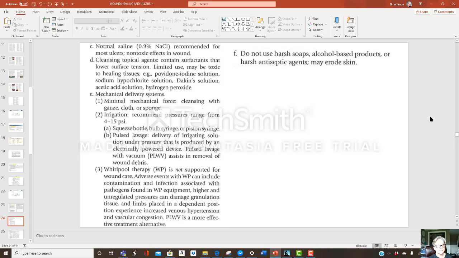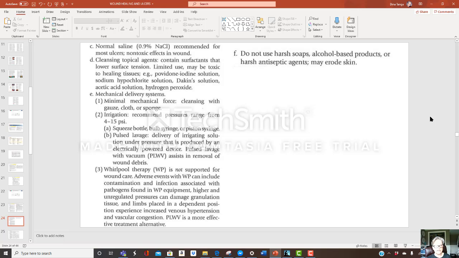Mechanical delivery systems. One, minimal mechanical force: cleansing with gauze, cloth, or sponge. Irrigation: recommended pressures range from 4 to 15 psi. Squeeze bottle, bulb syringe or piston syringe, pulse lavage, delivery of irrigating solution under pressure that is produced by an electronically powered device. Pulse lavage with vacuum assists in removal of wound debris.